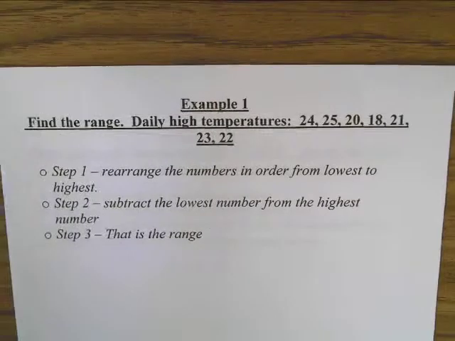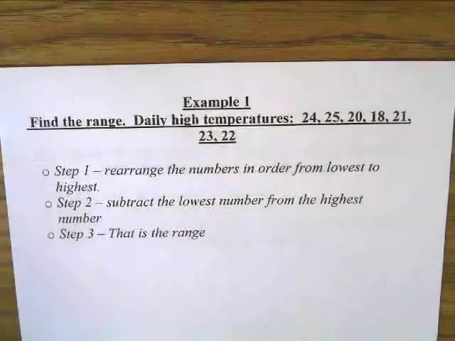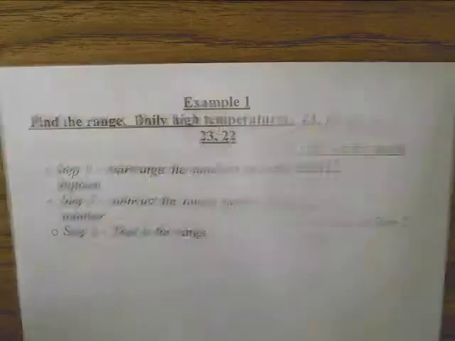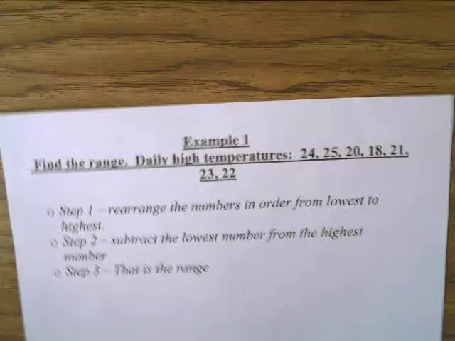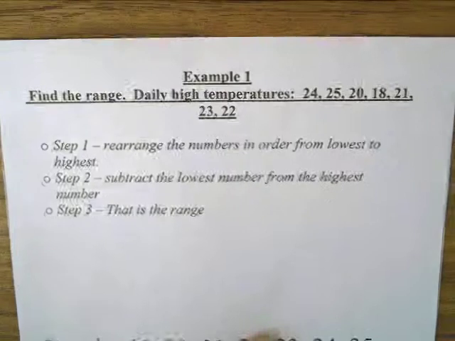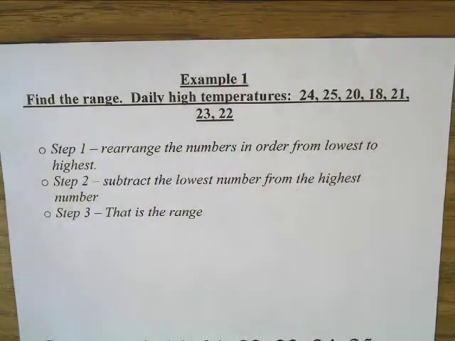All right, so here's our first example. This is finding the range. So we have daily high temperatures of 24, 25, 20, 18, 21, 23, and 22. I would write down the steps so that every time you're asked to find the range, you remember to do step 1, step 2, and step 3.